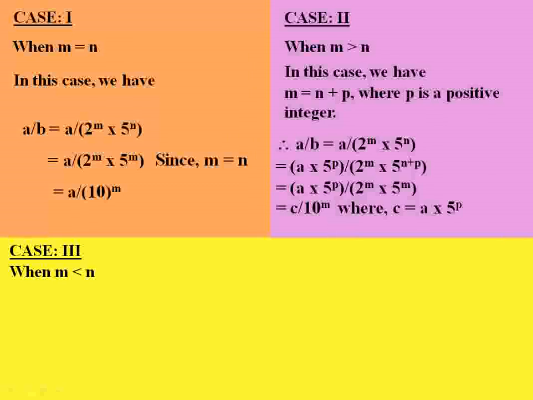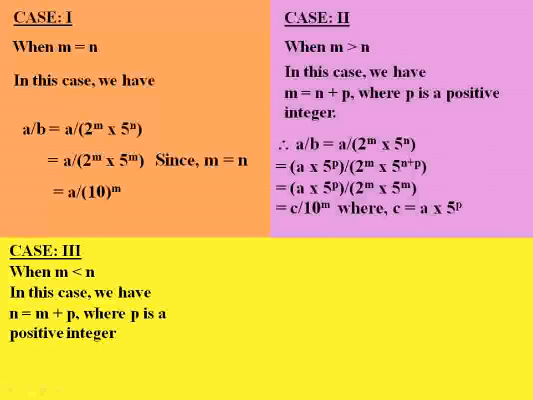Case 3. When m is lesser than n. In this case, we have n is equal to m plus p, where p is a positive integer. a by b is equal to a divided by 2 to the power of m into 5 to the power of n.